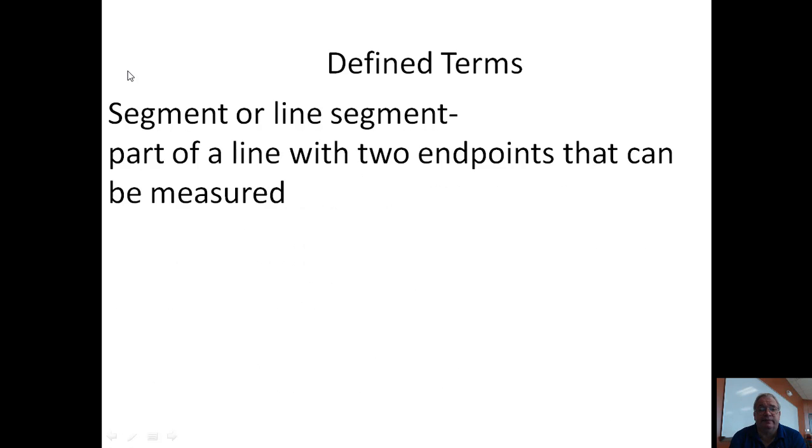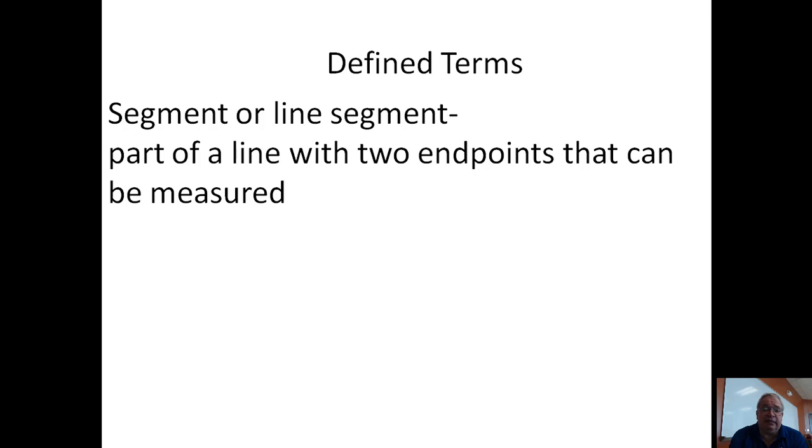Defined terms. So now we're going to get into our defined terms. Segment or line segment. A segment, or you can call it a line segment. When I say those, I'm saying the same thing. Either if I say in class a segment, or if I say a line segment, I'm referring to the same thing. It is part of a line. It has 2 endpoints, and it can be measured. A line cannot be measured. A line goes forever, right? You cannot measure infinitely something that goes on forever.